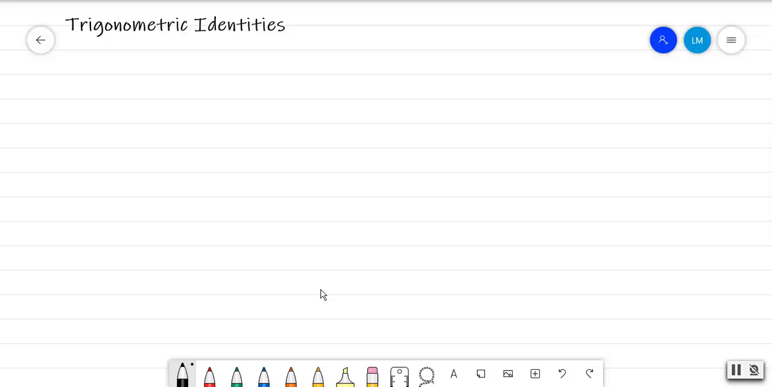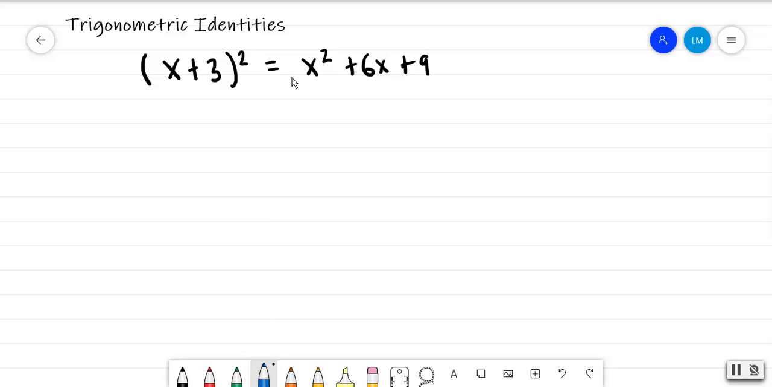Hello, in this video I'm going to talk a little bit about trigonometric identities. Now, whenever we think of an identity, one of the simplest ones is, say for example, (x + 3)^2 = x^2 + 6x + 9. One way you would know that this is an identity is that the left-hand side would have to equal the right-hand side.